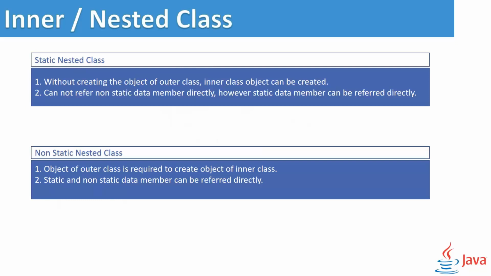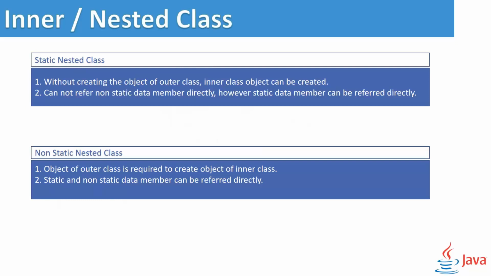At the time of object creation of an inner class, we do not need to create an object of the outer class. Using the class name only, we can create an object of the inner class. The second rule is that we can refer to a static member of the outer class directly in the inner class, but for a non-static member, we need an object of the outer class.